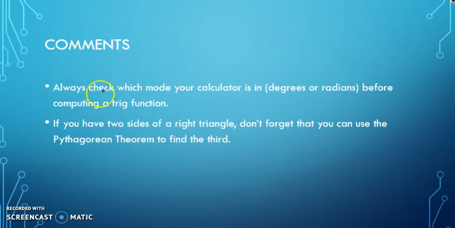So closing comments, again, please always check which mode your calculator is in. It's gonna happen to everybody at some point that they forget or they evaluate an answer in the wrong mode. So just try to put reminders everywhere that you can to remind yourself to check that. Also, don't forget when you have 2 of the sides of a right triangle, you can still use Pythagorean theorem to find the 3rd side. So then when you're trying to evaluate some of the opposite, adjacent, and hypotenuse sides, you should still be in good shape. That's all for the notes today.